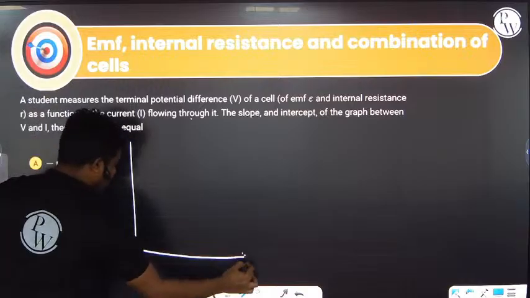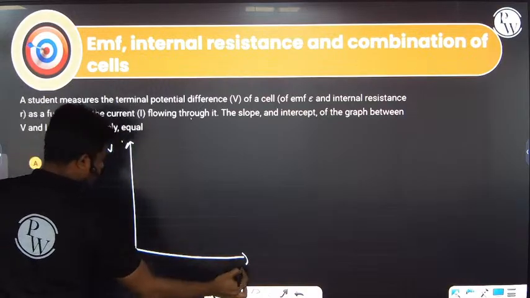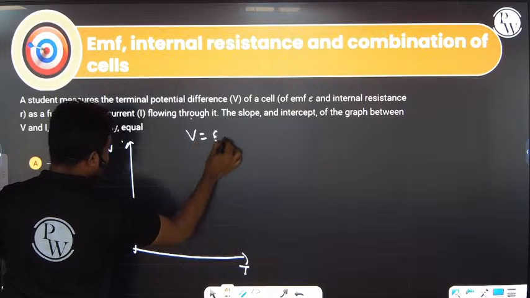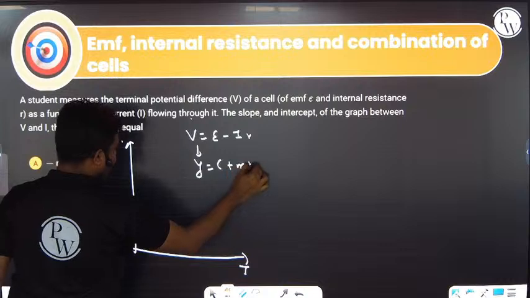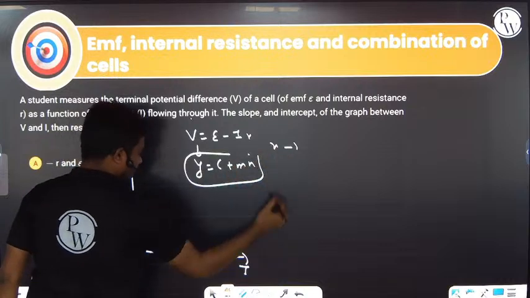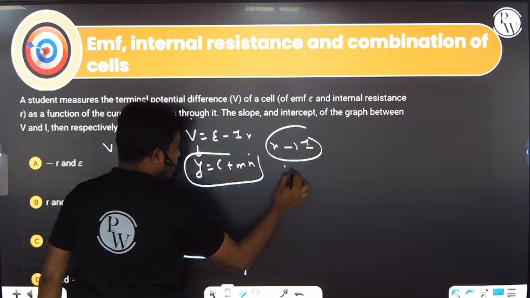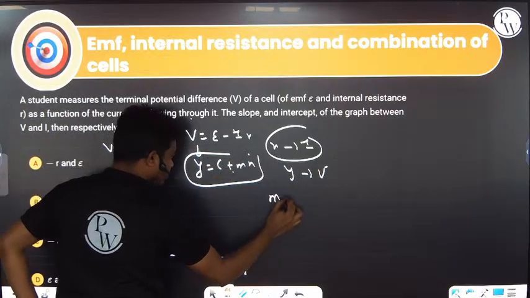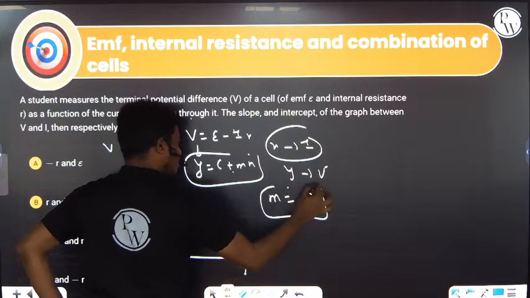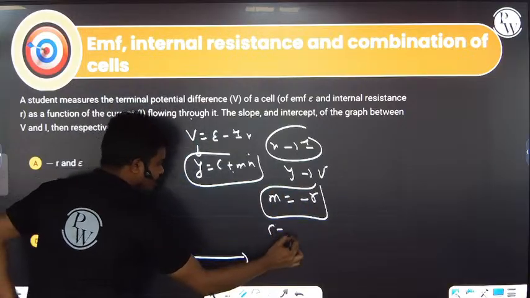So here the graph is V versus I, and we know that V is equal to E minus IR. If I compare this, this is Y and this one is C plus MX. So along X, what are we plotting? Along X we are plotting the I. Along Y, we are plotting the V. Comparing this to the equation, what is M? M is minus R. And what is C? C is E.